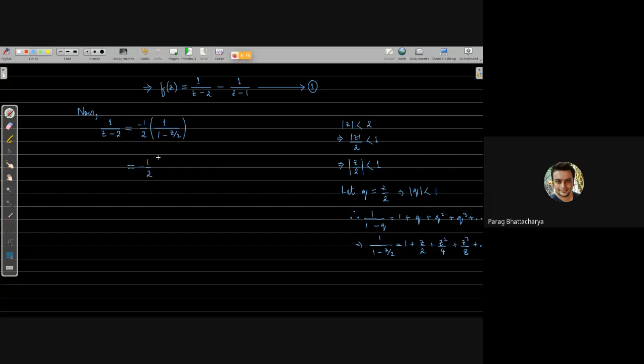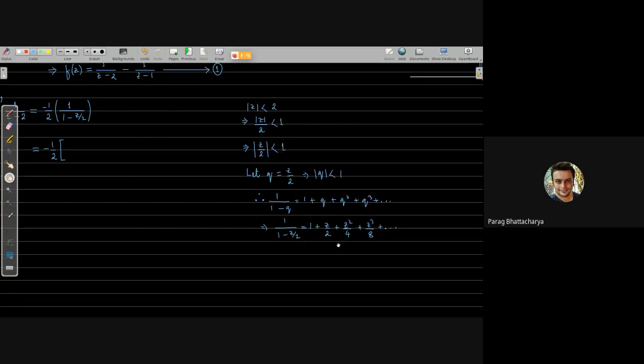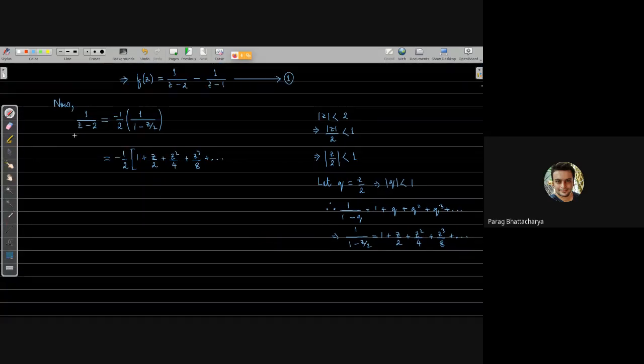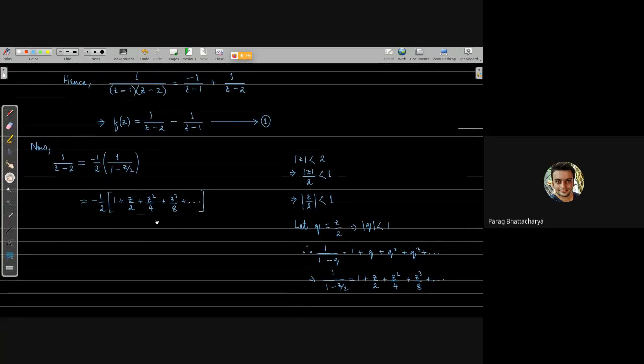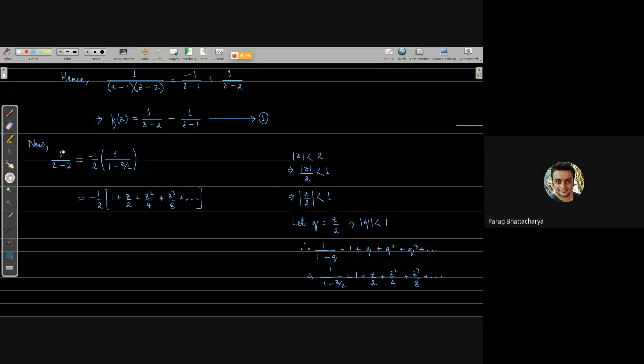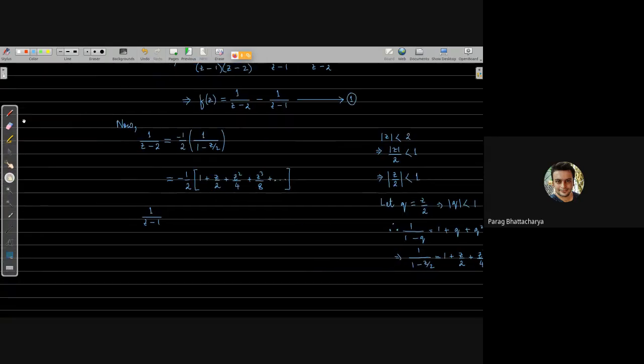So this is equal to minus 1 by 2 times 1 by 1 minus z by 2, which is basically this. So that's a series expansion right there. Okay, so you got one series expansion. All right, now let's look at the other series expansion. The other series expansion is 1 by z minus 1, and this is what we need to find out now.